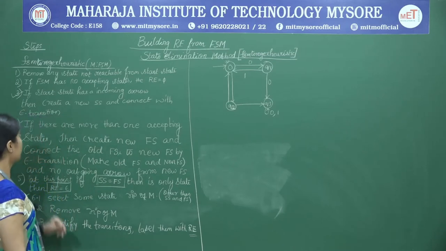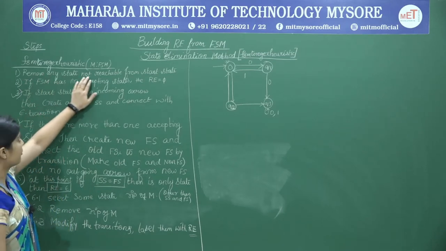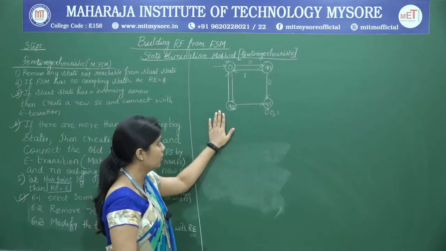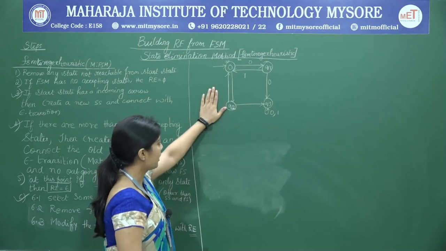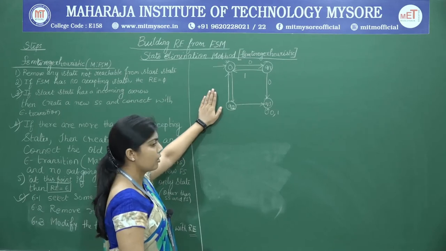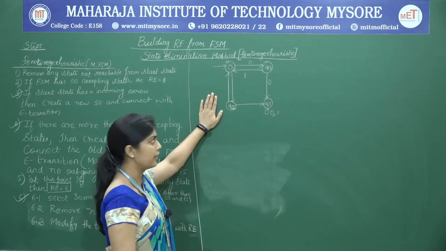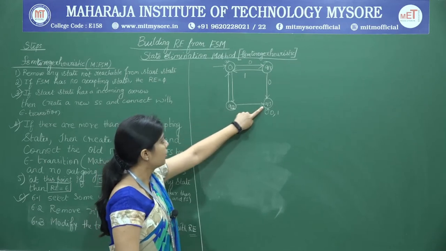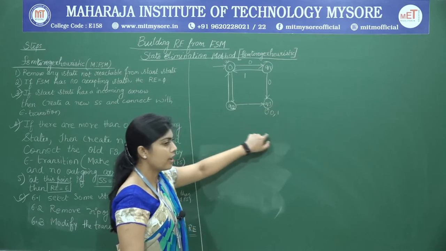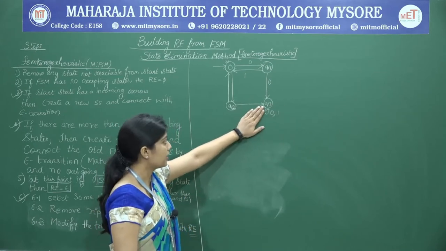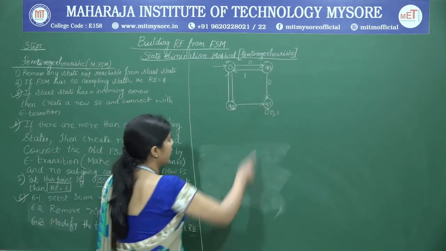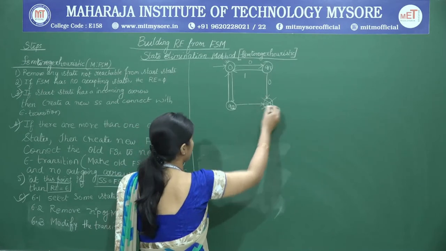First, we will examine whether there is any state which is not reachable from the start state, or any state which is a dead state. As you can see, Q3 has only incoming arrows and no outgoing arrows at all. So, this state is actually a dead state. Therefore, we are going to eliminate this state Q3.